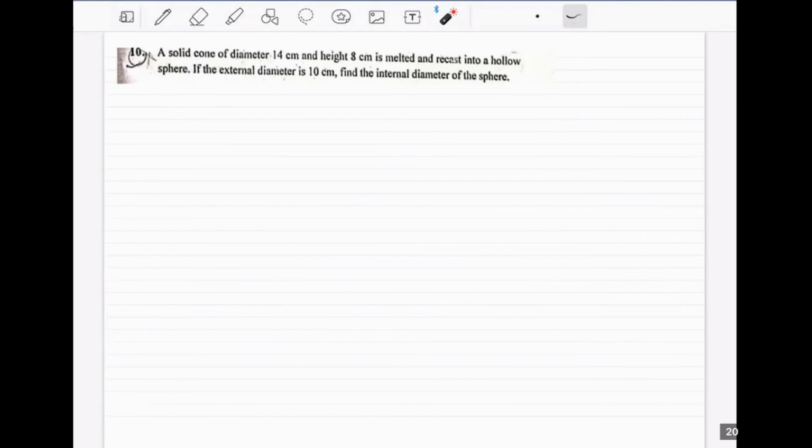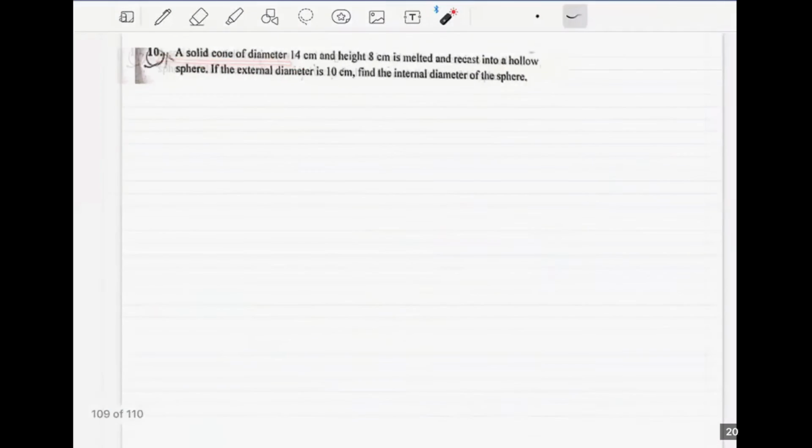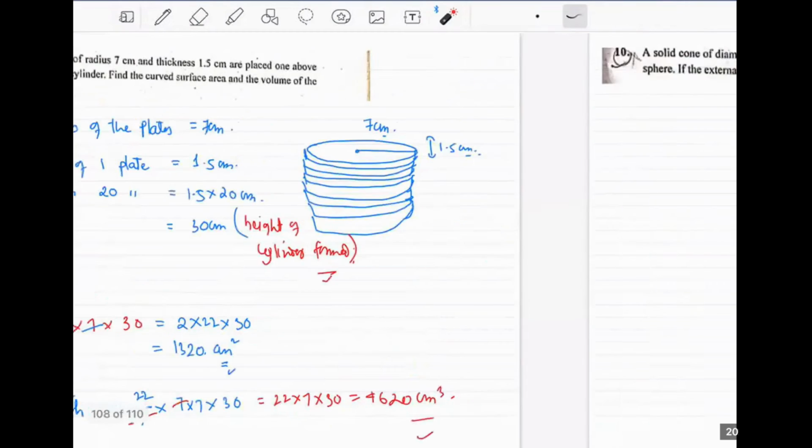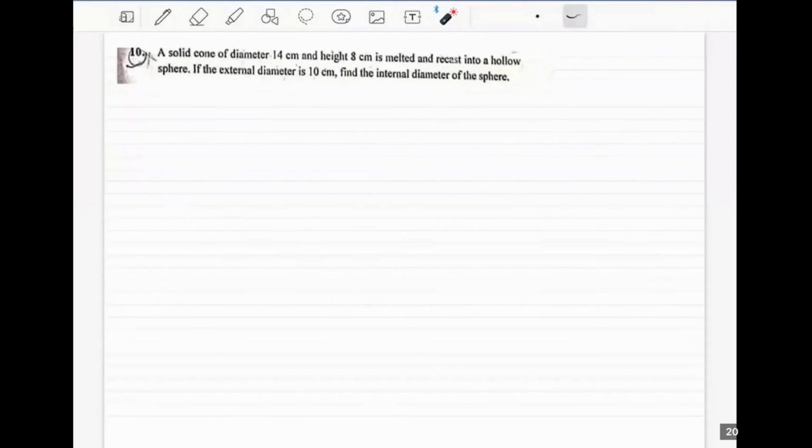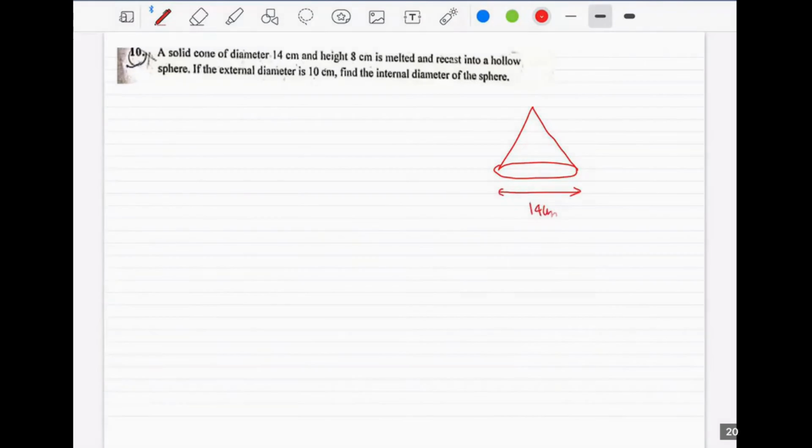Okay, question number 10. Questions 8 and 9 you can try, they are not very difficult at all. I'm taking up question number 10. A solid cone of diameter 14 centimeter. This time, since we are converting one shape to another, everything is taken as solid. In most of the questions, you will see solid shapes. So we have got a solid cylinder, a solid cone, and the diameter is how much? The diameter is 14 centimeter. What about the height? The height is given as 8 centimeter.